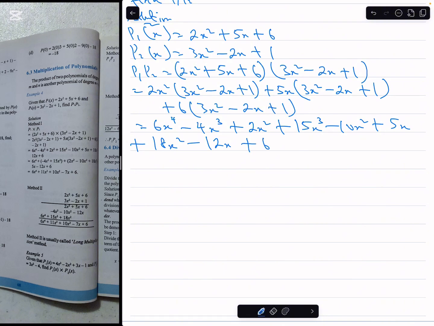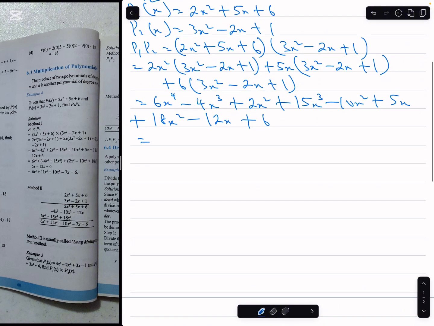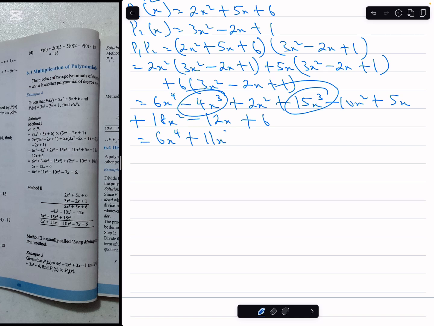So we can now add like terms. How many x raised to the power 4 terms do we have? We have just 1. So I'm going to write 6x raised to the power 4, minus 4x cubed plus 15x cubed is equal to 11x cubed.